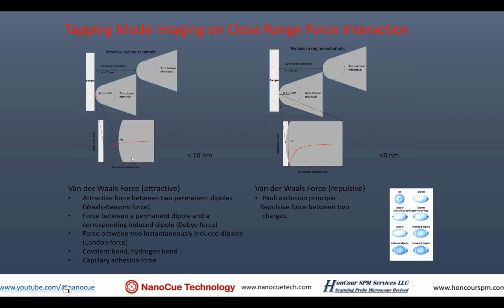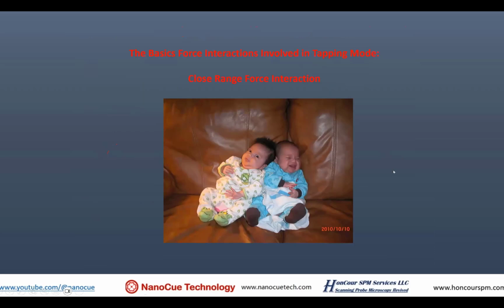Okay, so when the tip and sample get within 10 nanometer range, there will be strong attractive force, and as the tip gets closer and closer to the sample, the forces become stronger. Repulsive force is when the tip actually invades the sample, and then the attractive force turns into repulsive force, because basically you cannot have two objects occupy the same space. They're mutually exclusive from each other. Two babies put in the same place, they start to push each other. Close range force.